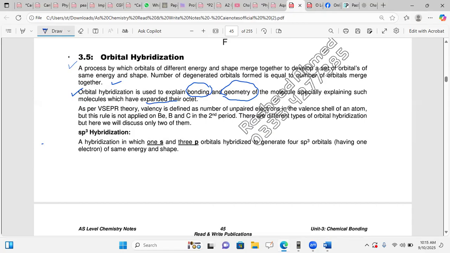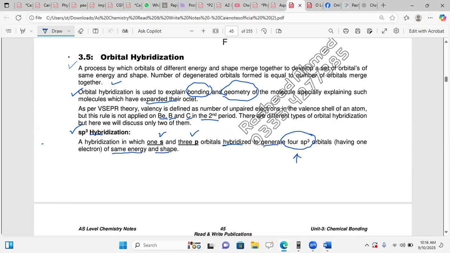As per VSEPR theory, valency is defined as the number of unpaired electrons in the valence shell of an atom, but this rule is not to be applied for beryllium, boron, and carbon. In the second period, hybridization is happening. So he is saying sp3 hybridization: as I have explained, 1s and 3p orbitals hybridize to generate 4 sp3 hybrid orbitals, which have the same energy and shape.